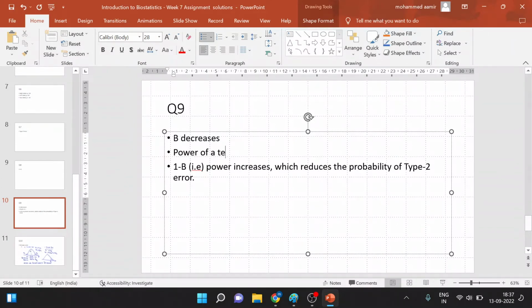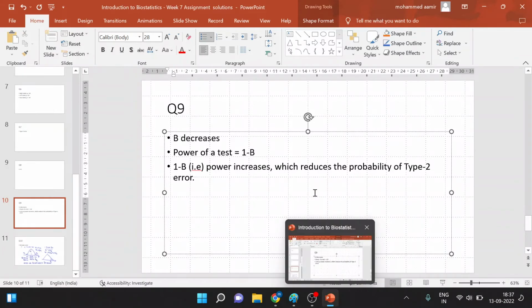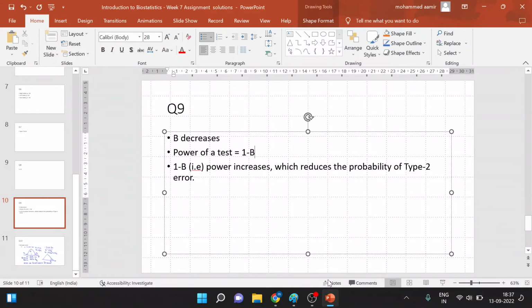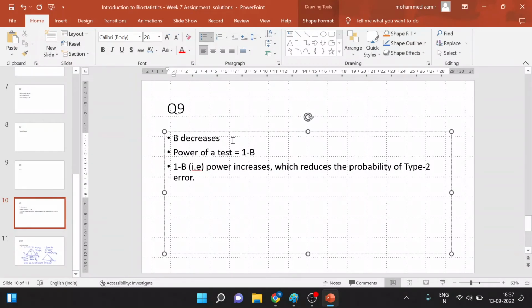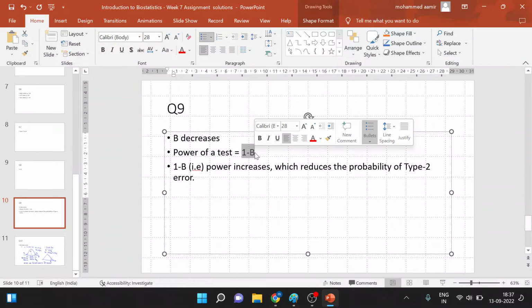Power of a test is 1 minus beta. Now the higher your power is, it reduces the probability of making the type 2 error. Basically, this value will become higher if your sample size increases. Now when will this value become higher? When beta becomes smaller. And beta can be made smaller by increasing sample size. So this entire value can become smaller when your sample size increases.